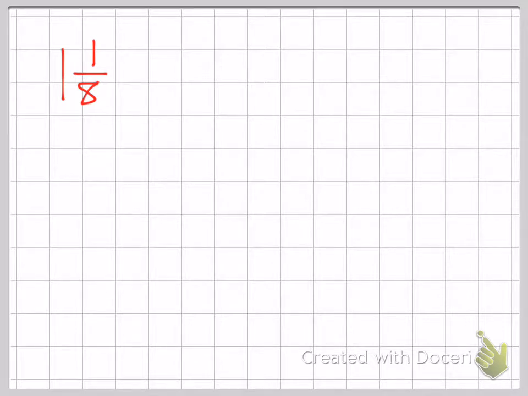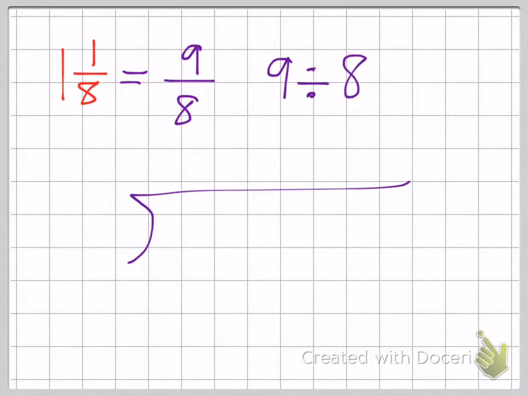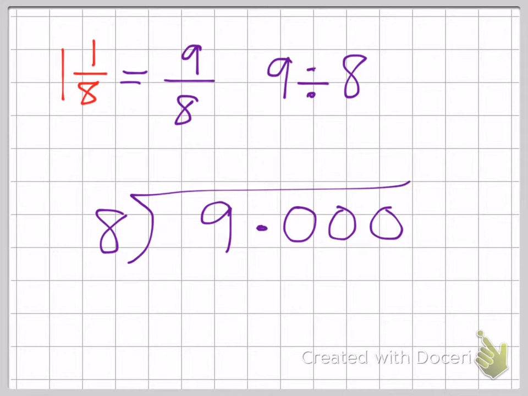Here we've got a mixed number, where we've got a whole number and a fraction. My advice on that one would be to first of all convert it into an improper fraction. So here we'd have 9 eighths. Then let's do our sum. 9 divided by 8. Here's our bus stop. 9 underneath, divided by 8. I'm going to get a remainder, so I'll put down 3 zeros.